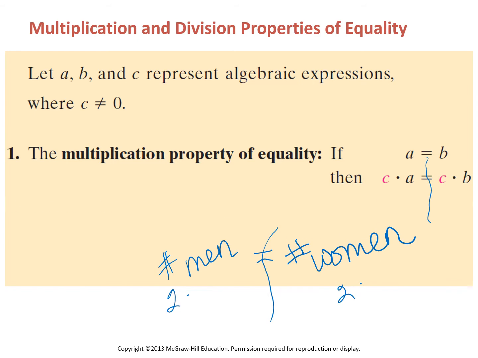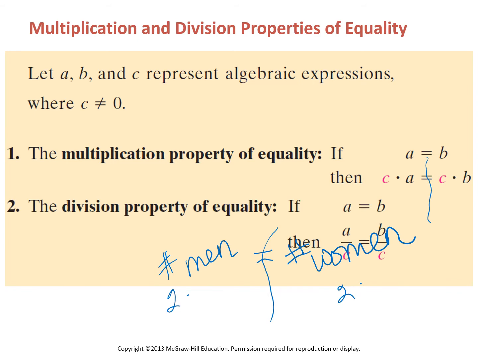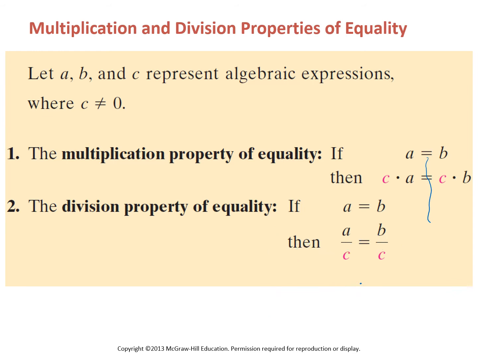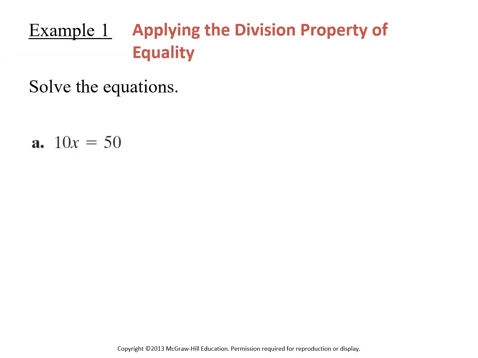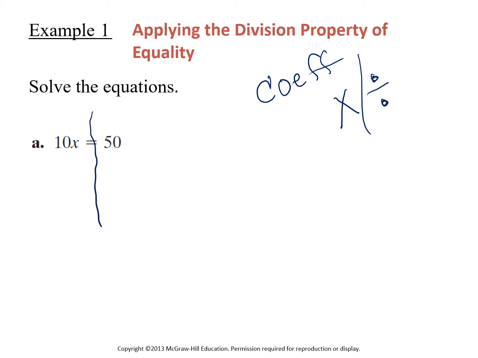And the division property of equality says if we divide both sides of the equation by the same constant, then it will still be balanced. So our goal in solving this equation is to find the value of x. So we want to get the x alone. And what we're eliminating here is a coefficient, the coefficient 10. And to eliminate coefficients, we're going to use the multiplication or division properties of equality. And we're going to do the same thing on both sides of the equation.